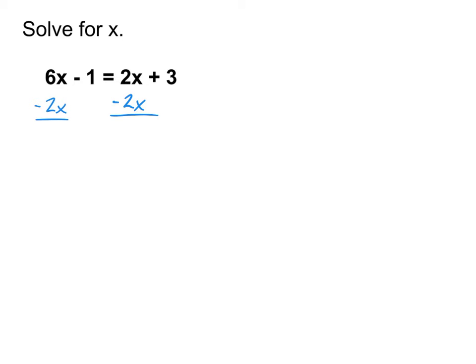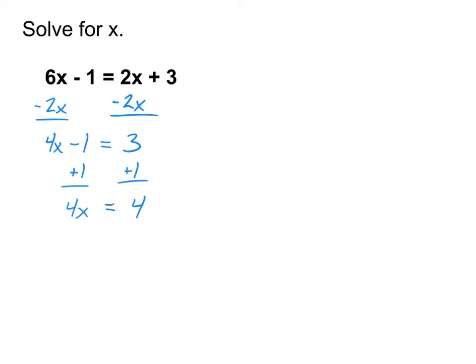My goal when I'm solving one of these is to move all the x's to one side and all the numbers to the other side. So 6x minus 2x, that gives me 4x minus 1 equals just a 3 left on the right side. I now need to move that 1 to the other side. Right now, that's a minus 1. The opposite of subtracting 1 is adding 1. Okay, we now have 4x equals 4.